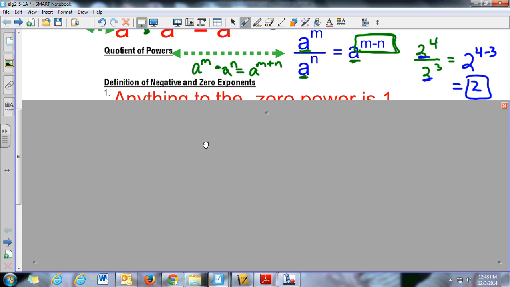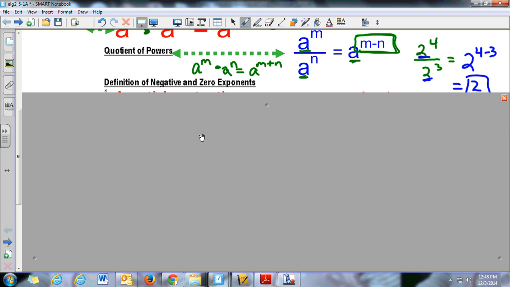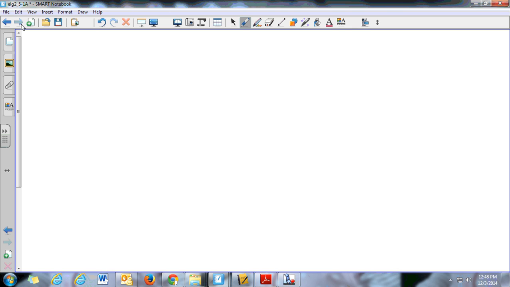There we go. So when we divide common variables, we're going to subtract their exponents. Well, what happens when all of a sudden you're looking at a situation where you've got x to the 6th divided by x to the 6th? Well, if we apply our rule, that's x to the 6 minus 6, or x to the 0 power.